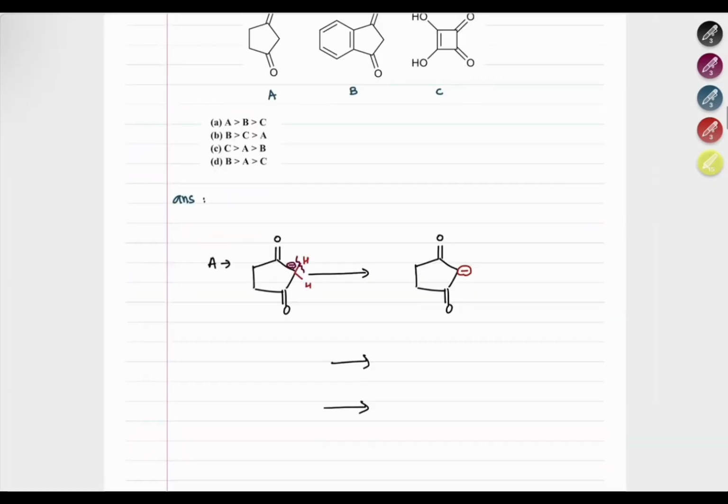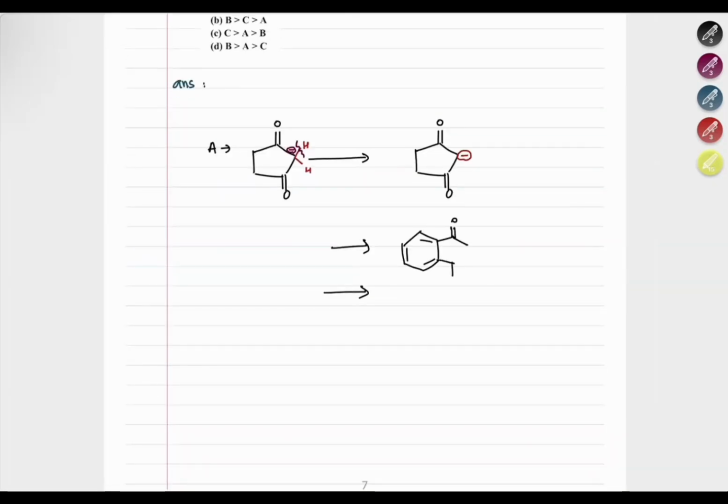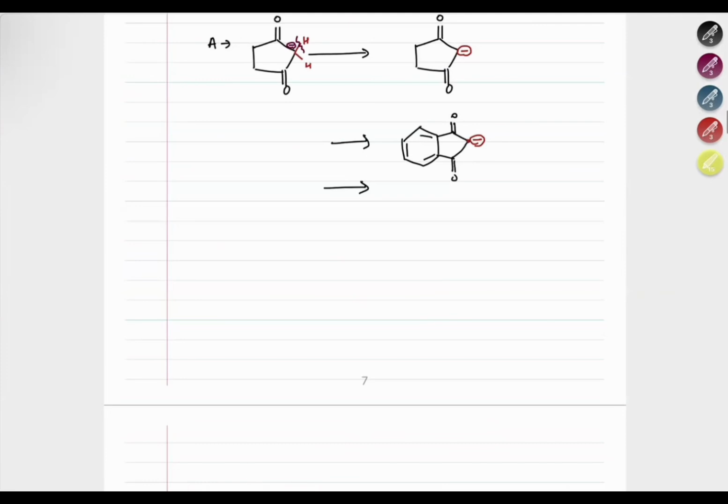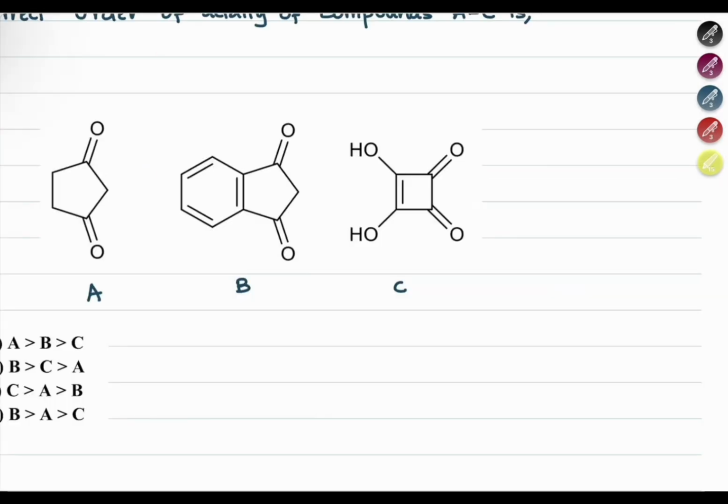From compound B, how will we get it? There is a phenyl group here and in the same manner, we will lose a proton from this carbon, we will get a negative charge here. And in compound C, which is the most acidic proton? These two protons are most acidic.